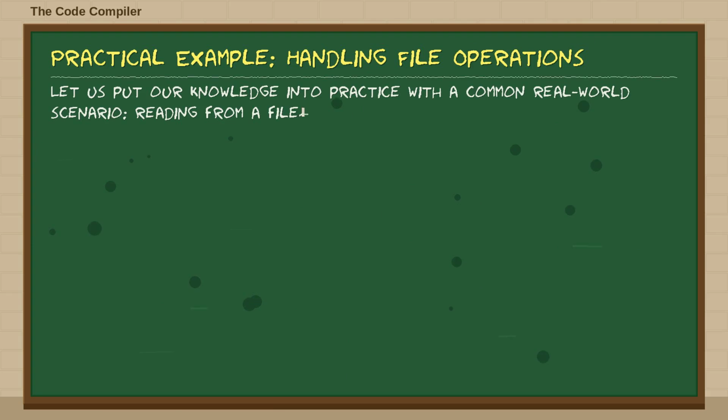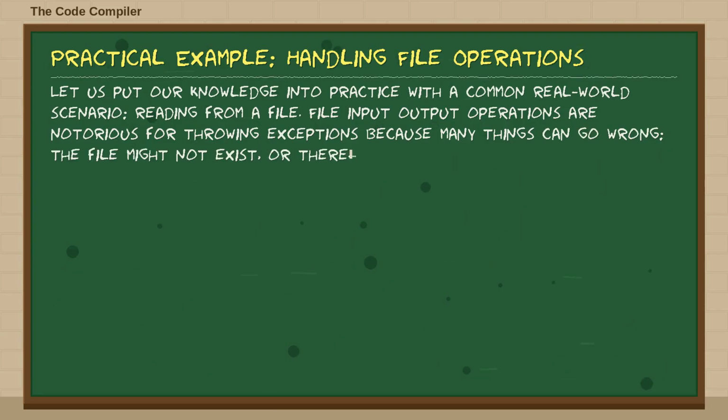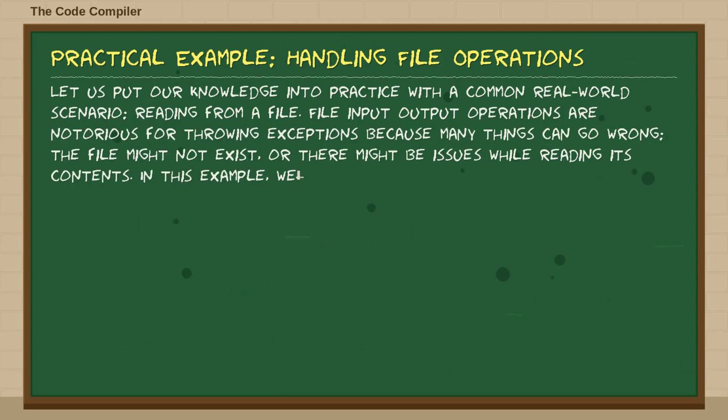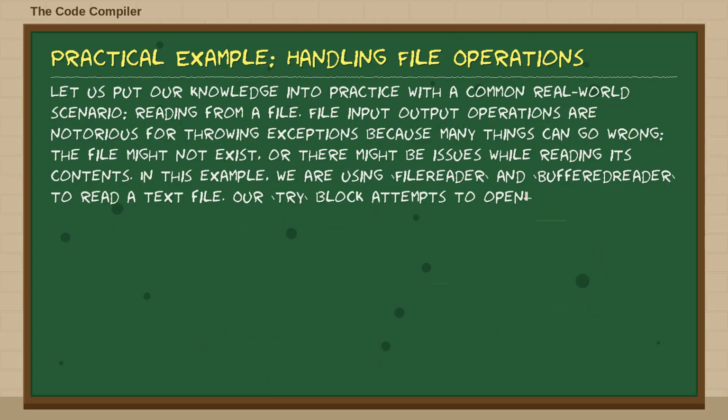File input-output operations are notorious for throwing exceptions because many things can go wrong: the file might not exist, or there might be issues while reading its contents. In this example, we are using FileReader and BufferedReader to read a text file. Our try block attempts to open and read the file.